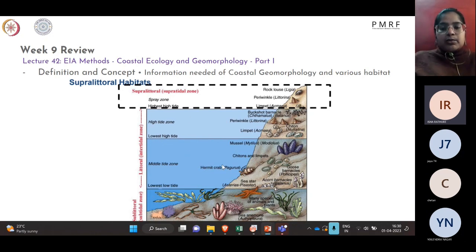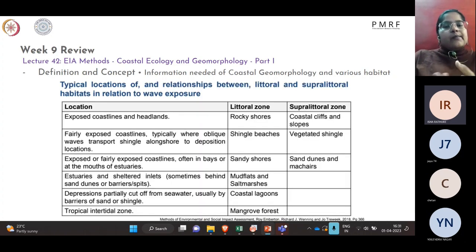So you have certain types of species which are again found here, and then you have the sublittoral zone, which has the species found on the seabed and very less affected by direct interventions. But of course, interventions cause indirect effects on these zones. Project actions cause indirect impacts on these zones. And so these are the typical locations and relationship between the three types of habitats which we saw.